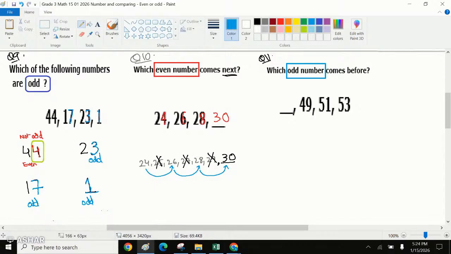So can we write 49, 50, 51, 52, and 53, right? But which numbers are we not using? We are not using 50, we are not using 52. That means before 49, it should be 48. So we are not doing the even numbers. Then this number should be, yes, it should be 47 because we are only considering the odd numbers.